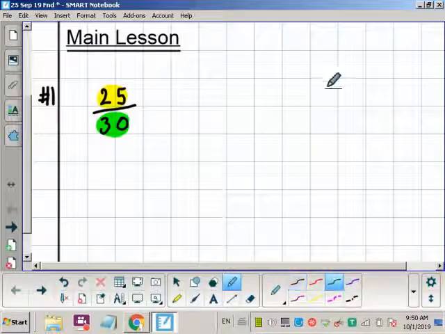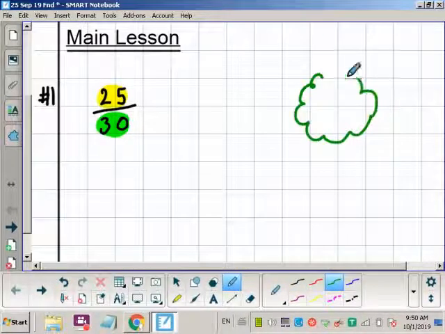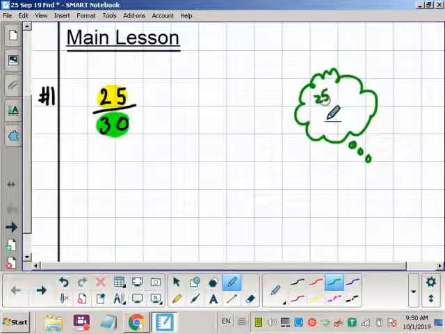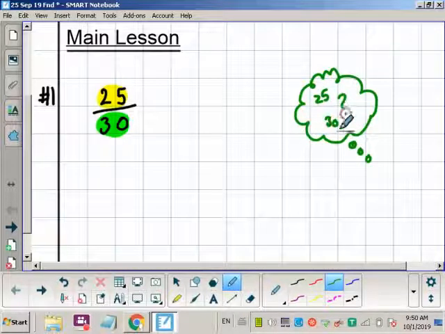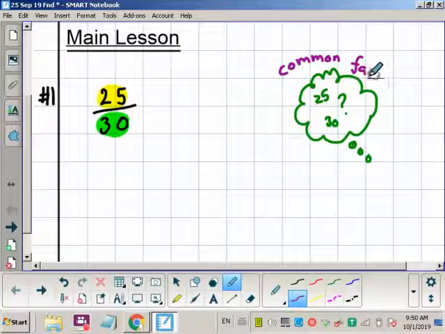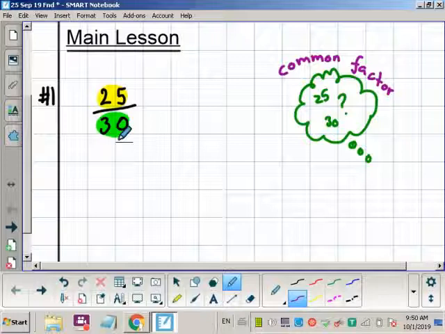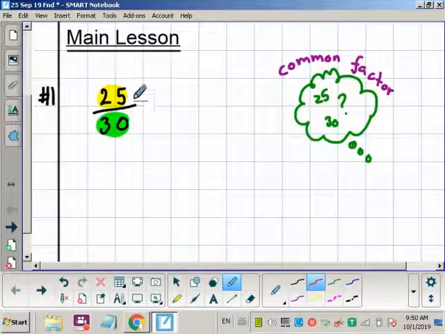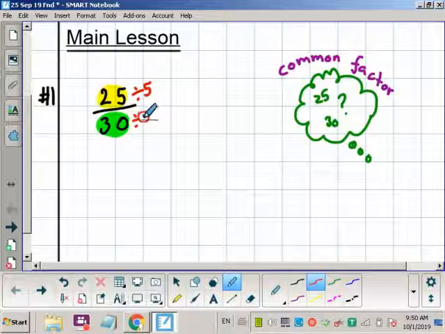And what we do is we think, is there a number that will divide into 25 and into 30? Or, in more technical terms, do they have a common factor? And the answer is they do. Both end in 5 or 0, so they can be divided by 5. So I'm going to put divide 5 and divide 5 beside the numerator and the denominator.